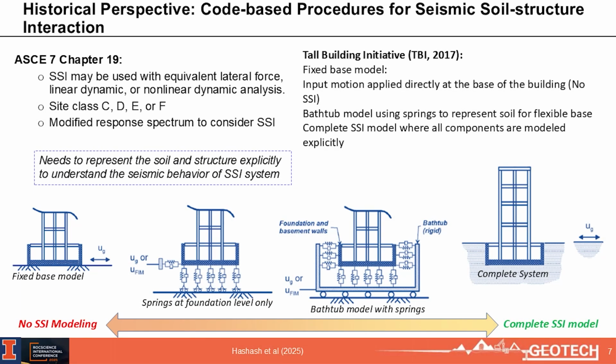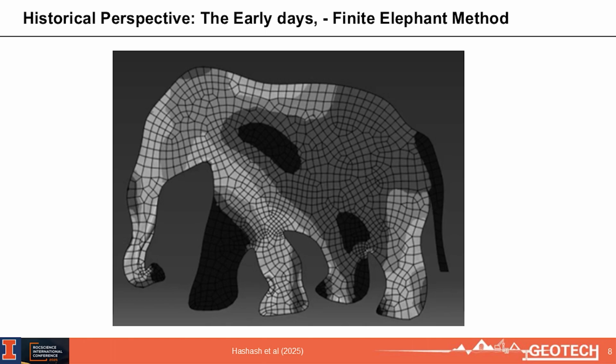This is, for example, ASCE 7 and the Tall Buildings Initiative, showing the spectrum of modeling we can do, from no SSI modeling, where SSI stands for soil structure interaction, to a full modeling of the system. And very early on, researchers and engineers recognized the importance of using computational tools to solve these problems, starting with Nathan Newmark at the University of Illinois, for example. So we found that the finite element method is a very useful approach for solving this problem because it allows us to discretize the system and then solve the governing equations.